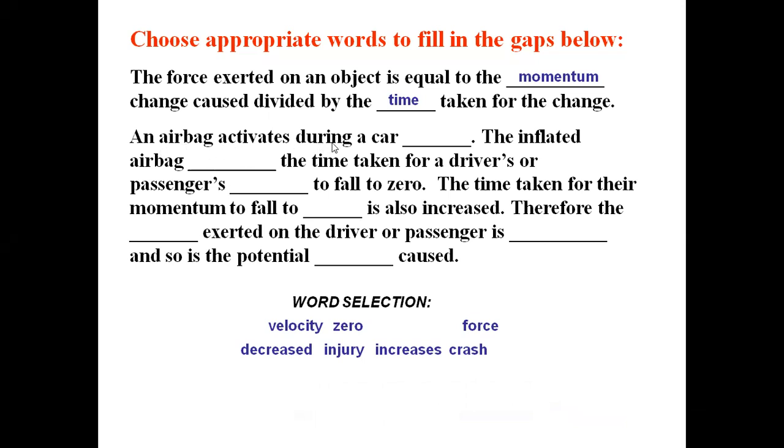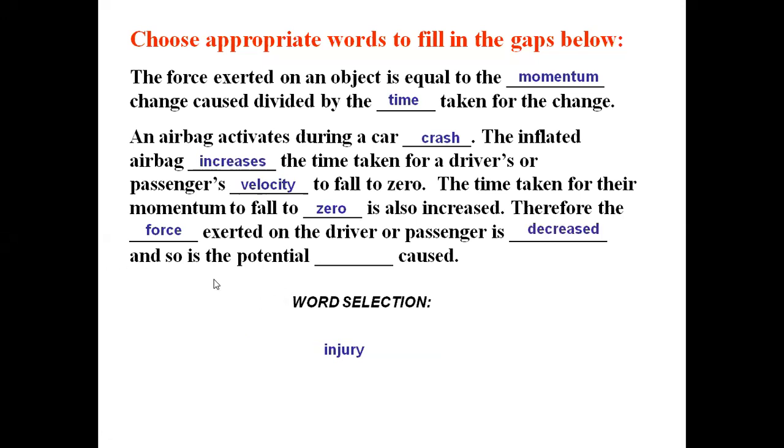Airbag activates during a car crash. The inflated airbag increases the time taken for the driver's or passenger's velocity to fall to zero. The time taken for their momentum to fall to zero is also increased. Therefore, the force exerted on the driver or passenger is also decreased and potential injury may not be caused.